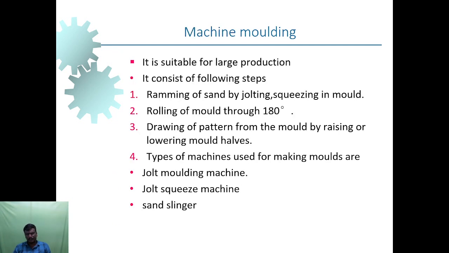Machine molding is suitable for large production. It consists of the following steps. The first step is ramming up the sand by jolting or squeezing in the mold, rolling up the mold through 180 degrees, and drawing the pattern from the mold by raising or lowering the mold halves. The types of machines used for making molds are the jolting machine, the jolt squeeze machine, and the sand slinger.